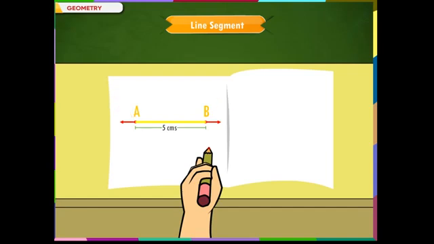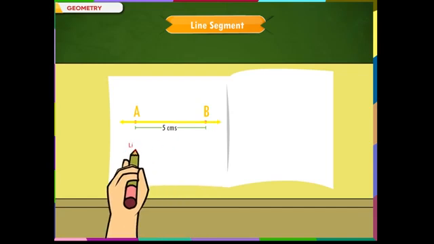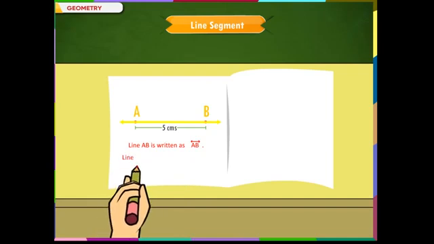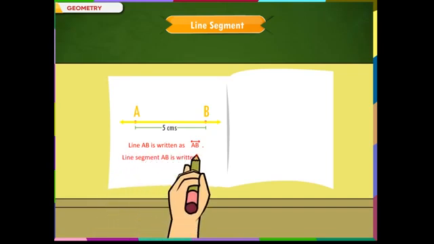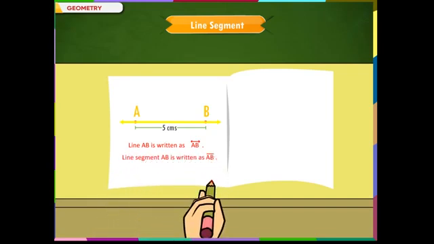If a line segment from A to B is extended beyond A in one direction and beyond B in the other, then we get a line AB, which is written like this. Line segment AB is written as.